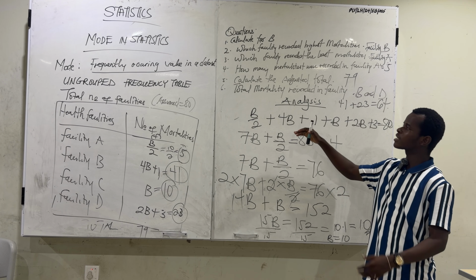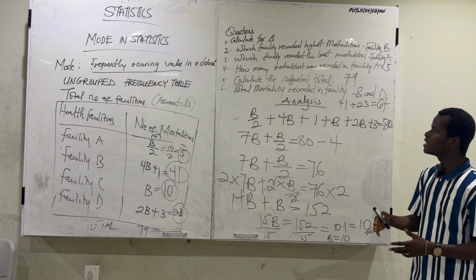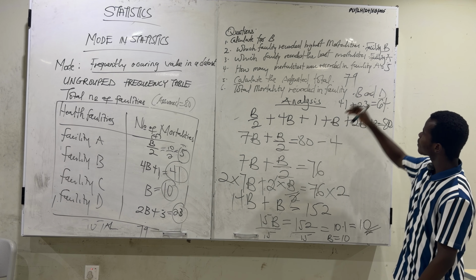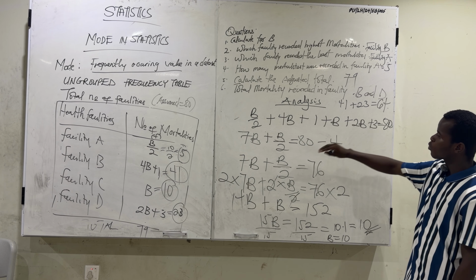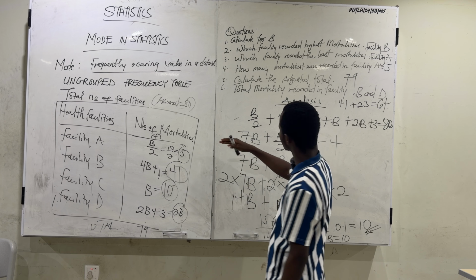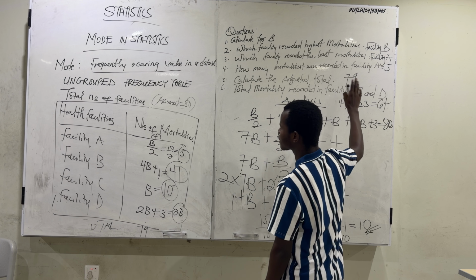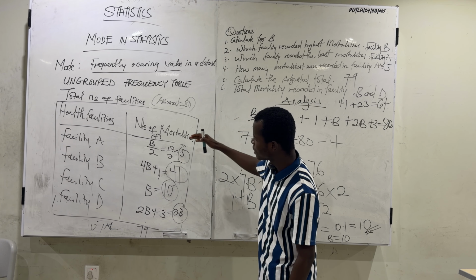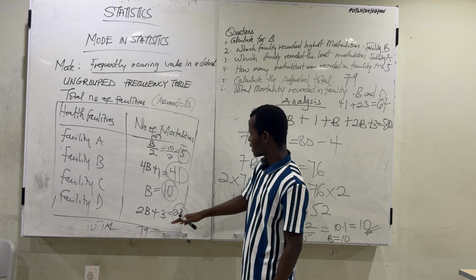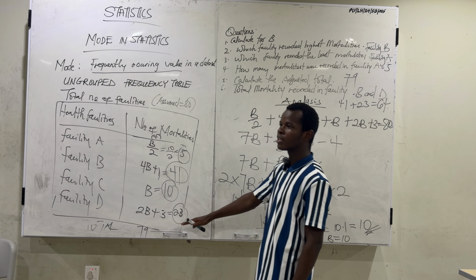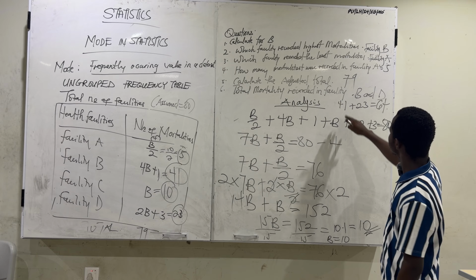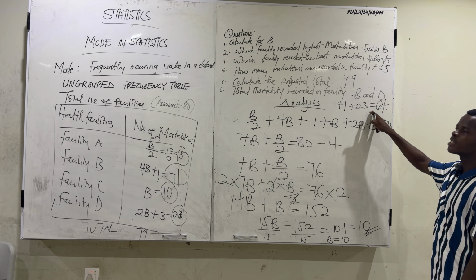And the last question is to calculate the total mortality recorded in facility B and then facility D. So you go to the table and check the total of facility B and facility D. That's the summation of the frequency of facility B, which is 41, and facility D, which is 23. So you get 41 plus 23, which is 64.